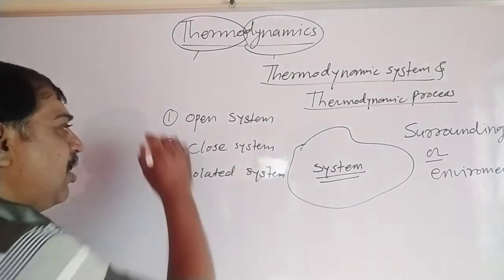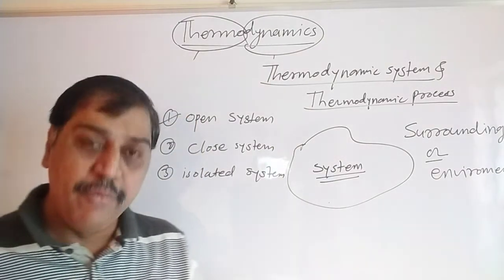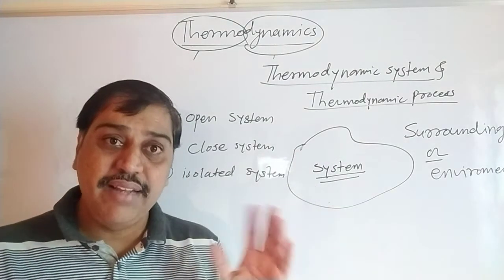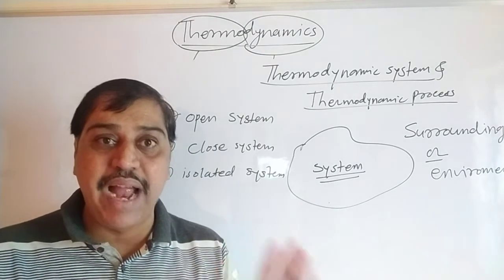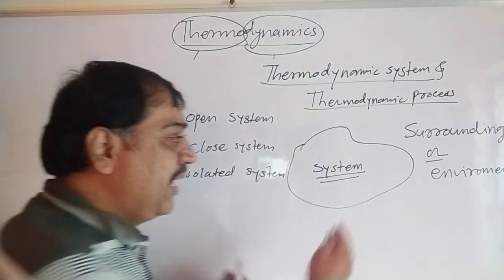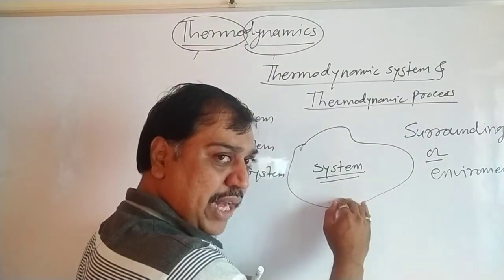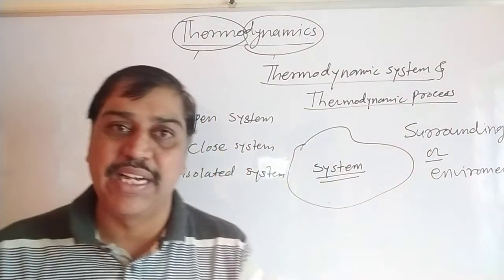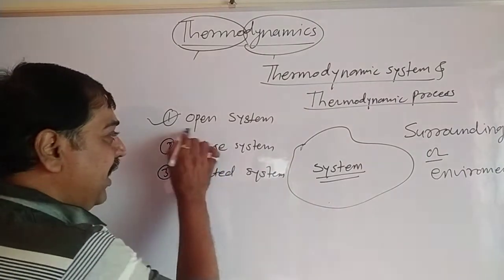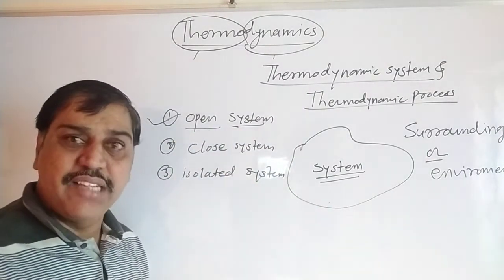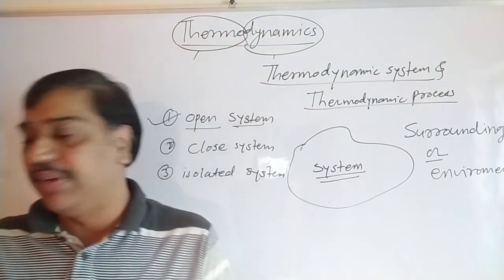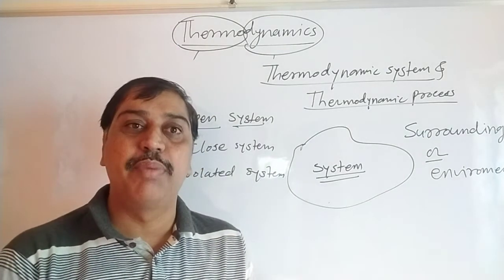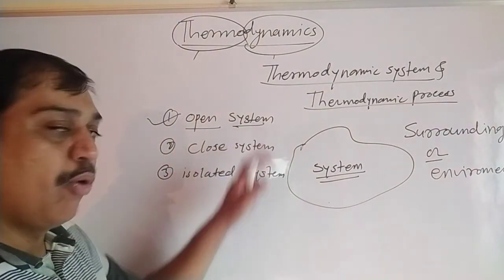So start with the first one, open system. Open system means what? Suppose we have taken a system and we start heating it. When we heat it, if there is an exchange of heat as well as matter with the environment, some heat gets emitted to the environment or absorbed from the environment. At the same time, some matter gets emitted to the environment. Then that type of system is said to be an open thermodynamic system, in which heat energy as well as matter is transferred to the surrounding from the system. That system is said to be an open system.